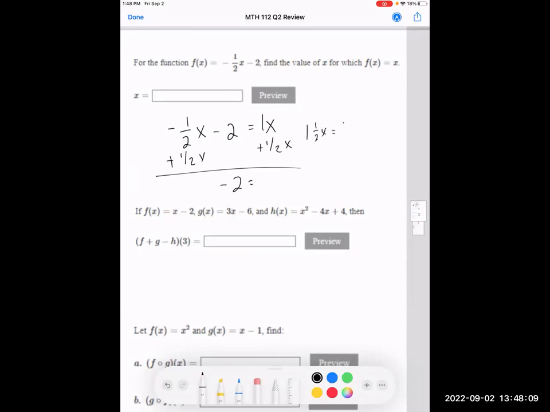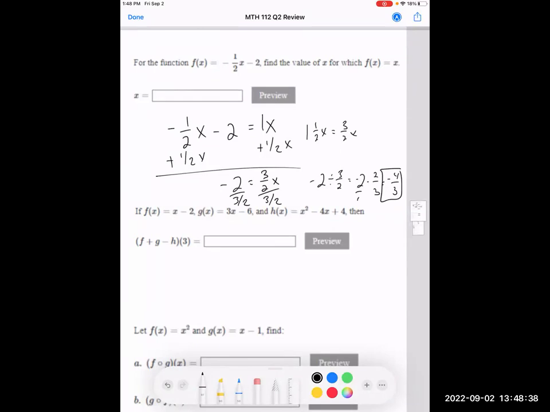But of course, that's the same as 3 over 2x. So negative 2 equals 3 over 2x, divide by 3 over 2, divide by 3 over 2. You could put that in a calculator or do it by hand. Negative 2 divided by 3 over 2 is the same as negative 2 times 2 over 3, which would give you negative 4 over 3. So your answer is negative 4/3.